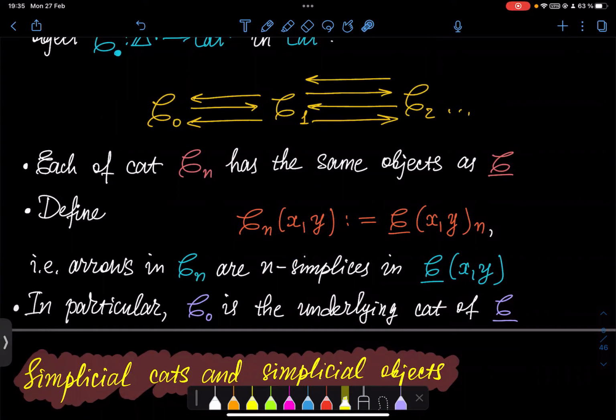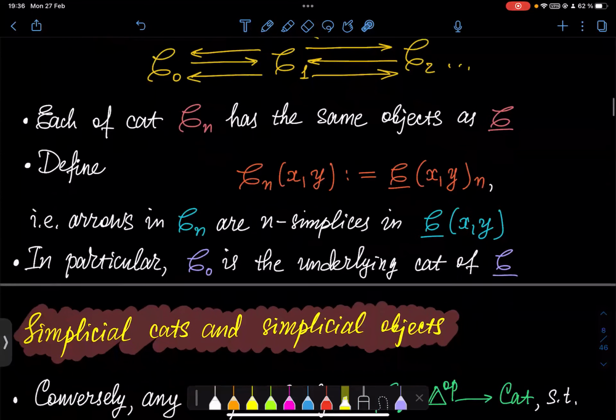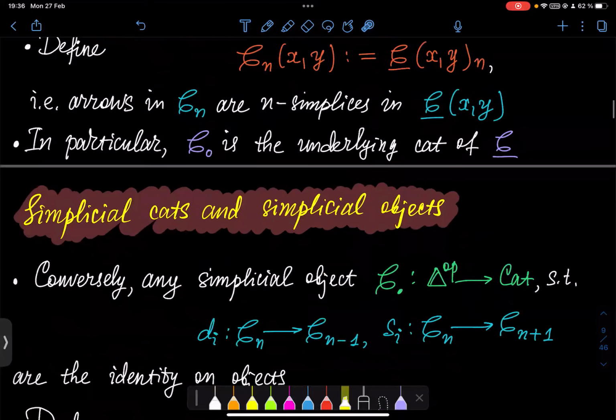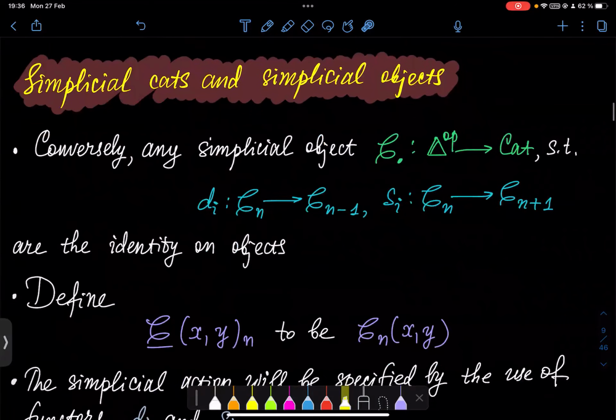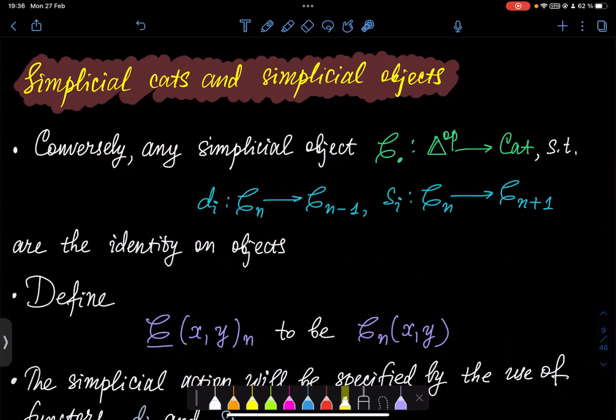So in particular, C0 is just the underlying category of C, because we just consider morphisms from delta 0 to our hom objects, and of course, by definition, this is an underlying category. And conversely, if we have a simplicial object C, then we can form a simplicially enriched category, or just a simplicial category.